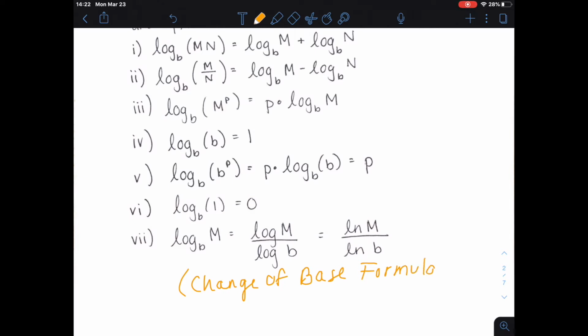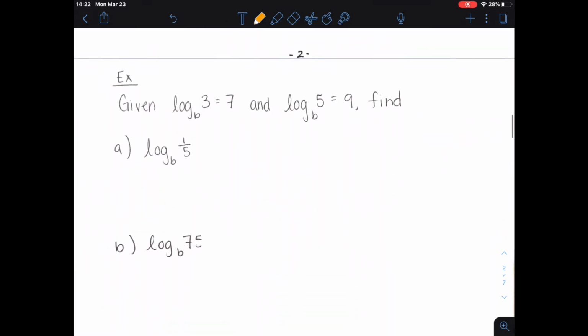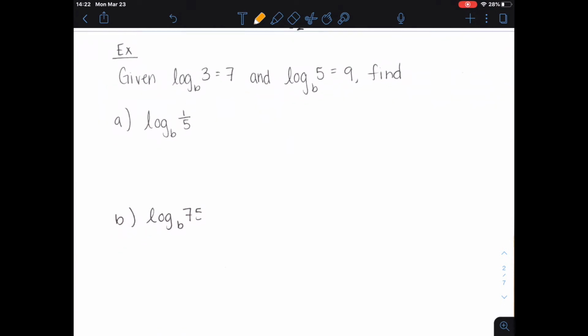It can be helpful if you're evaluating things. It can be helpful as well for taking derivatives, but we're going to use it mostly to help us with finding out what the derivative of other natural log functions are. So let's work through an example. We're going to be given that log base b of 3 is 7 and log base b of 5 is 9. So we have no idea what the base is. If you were to try to solve this, it's not going to work out nicely. You'd get some approximation. But by knowing these two things, we're going to evaluate two different logarithms exactly.